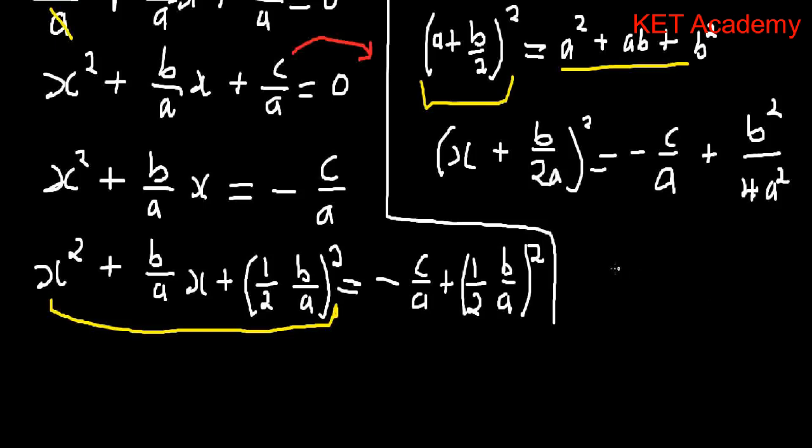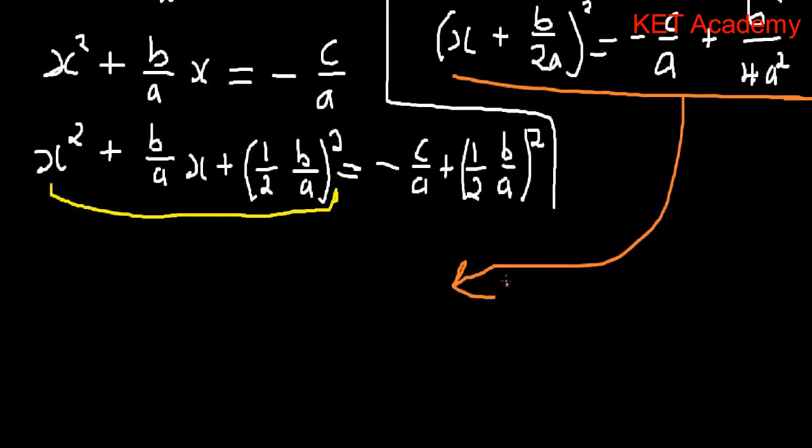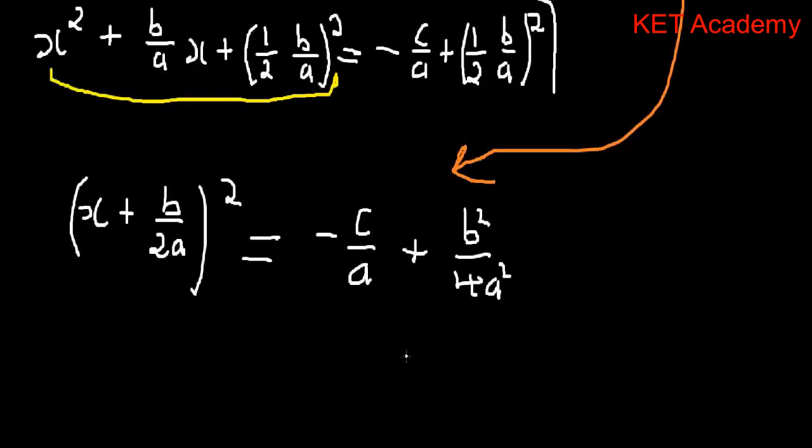So now if we continue with this, if this one comes here, we're going to have x plus b on 2a all that squared to be equal to minus, so now I have to look for the LCM, plus b squared all over 4a squared. So the LCM here should be 4a squared.